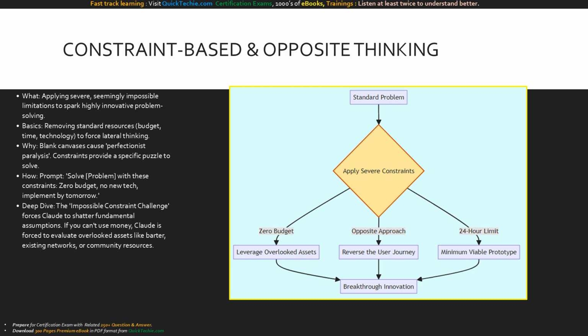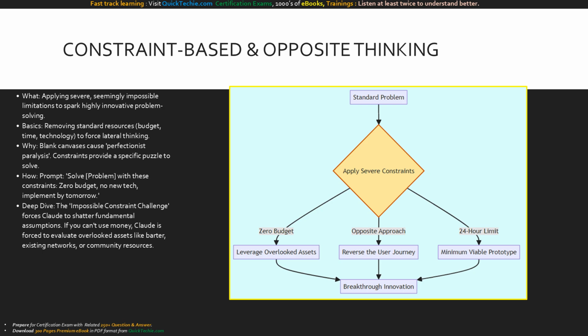Here we see the architecture of constraint-based thinking. We start with a standard problem, but instead of solving it normally, we pass it through the yellow node, apply severe constraints. Depending on the path, we choose zero budget, the opposite approach, or a 24-hour time limit. Claude is forced down highly unconventional pathways.